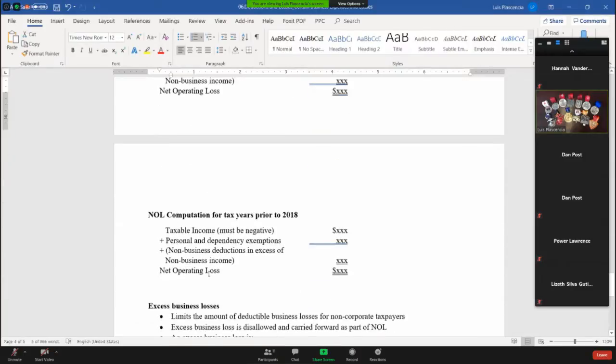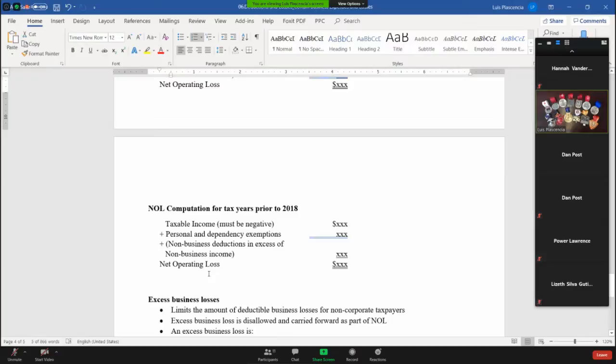And then as far as 2018, the NOL computation is a bit different. The only other step is we're adding back personal exemptions, because that's a non-business deduction. That's what we're adding back.